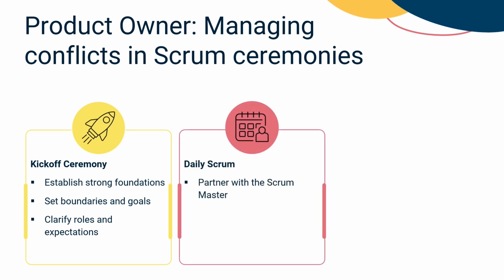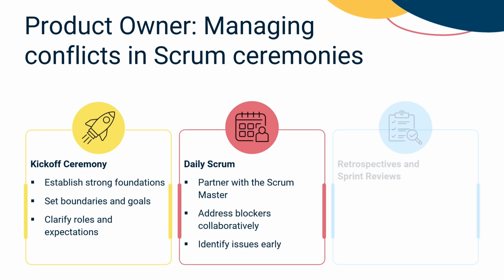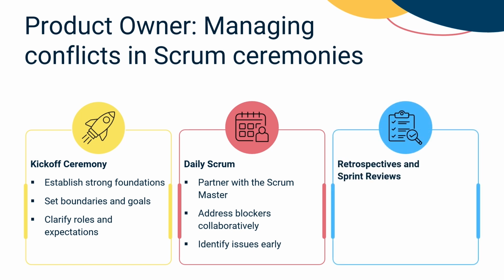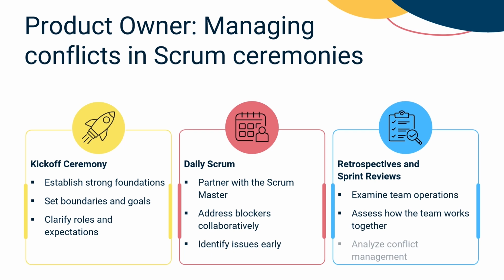Partner with the Scrum Master during daily scrums to give every team member a voice. Address blockers collaboratively, identify issues early, and schedule additional discussion time outside the ceremony when needed. Transform retrospectives and sprint reviews into evaluation platforms. Examine team operations, assess how members work together, and analyze conflict management effectiveness. Use these sessions to improve team dynamics continuously.